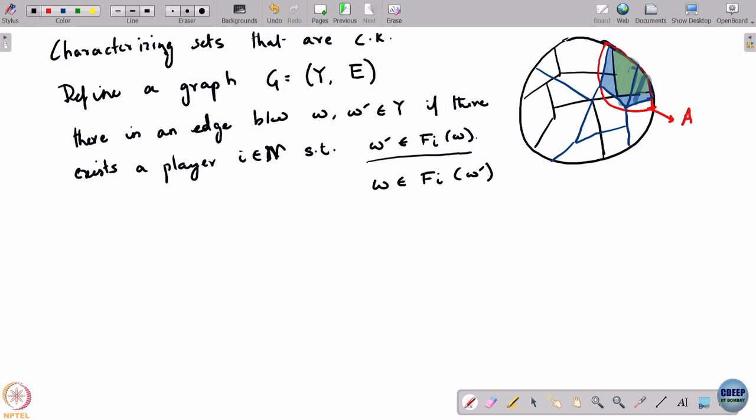So this basically gives you a graph in which the vertices are the states of the world. You join a pair of these vertices if there is at least one player who cannot tell the difference between the two. This player cannot tell the difference between these two, this fellow cannot tell the difference between these two, there will be a third player who cannot tell the difference between these, and so on.